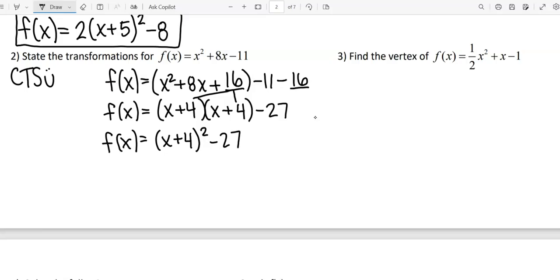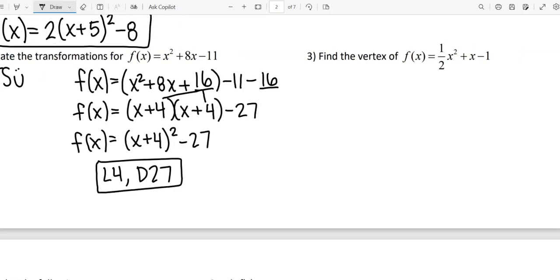That's not what they asked me for, but it helps me tell them what they asked me for. What did they ask me for? Transformations. What are they? Left 4, down 27. After number 3, we're going to take a short little brain break before we move on to number 4. So hang in there.